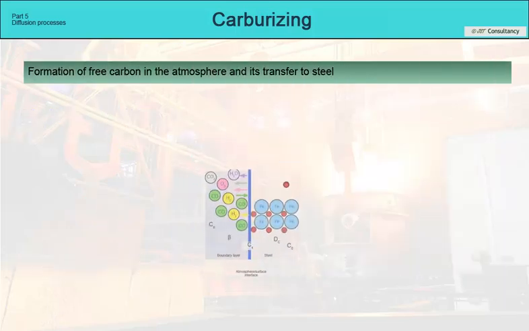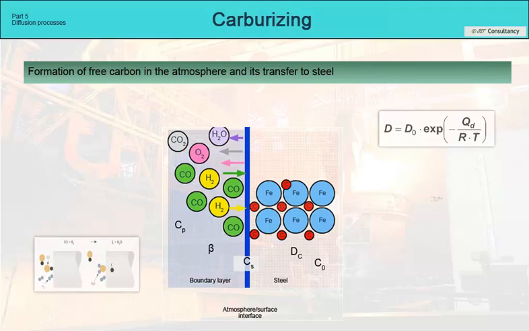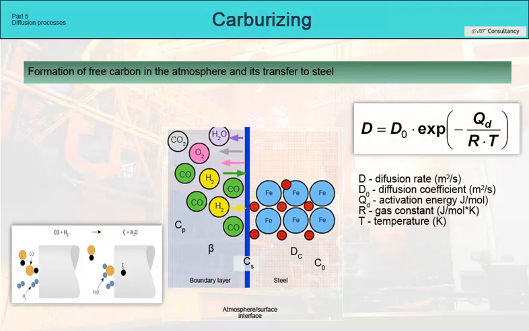We now find ourselves in a situation where we have carbon in sufficient quantity and form. Once it enters the crystal lattice of iron, it moves further only on the basis of generally known diffusion laws. The driving force behind the movement of a carbon atom is the gradient of its activity between 2 points in steel. The diffusion rate depends on the diffusion coefficient D, the gas constant R, the activation energy Q, and the temperature, according to the formula shown.